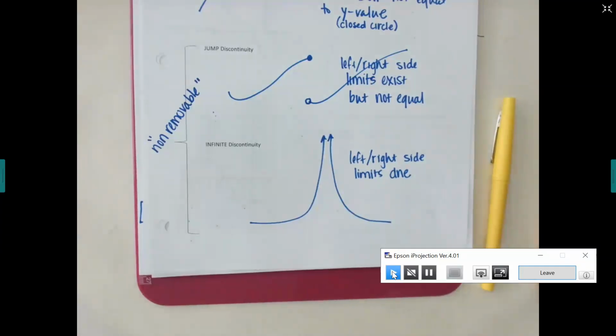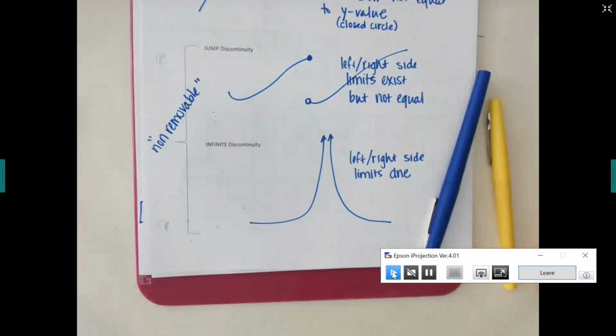Now, the way your Delta Math breaks it down is the original titles I already gave you. But all of them are discontinuous. Removable is its own type, and then jump and infinite are considered non-removable, because essentially there's a bigger problem than just one dot missing. Okay?